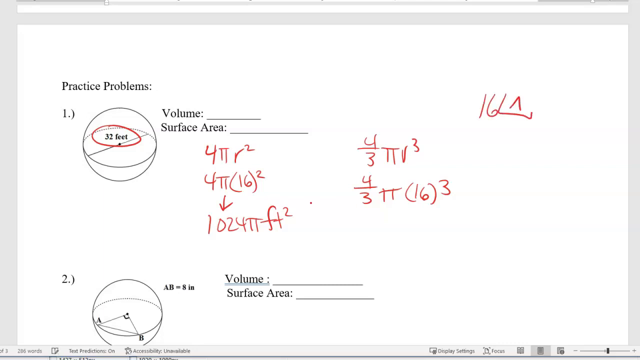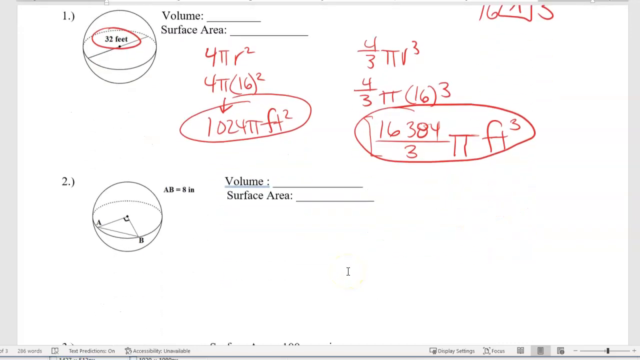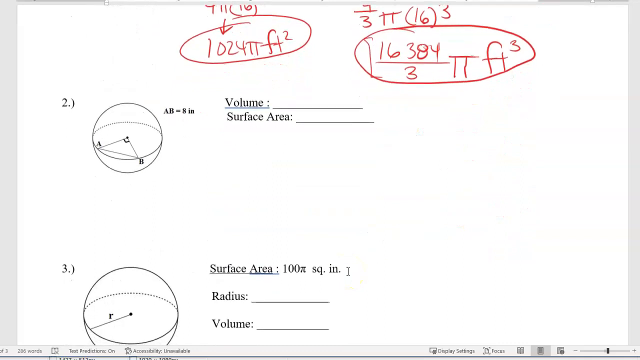Just a little reminder of how you do that: you say 16 and then you've got your caret button to the third. Now multiply by 4, and that gives us 16384 all over 3 pi. Now if you tried to actually divide this by 3, you would realize it does not divide, so I'm just going to leave it like that. That's feet cubed. Hopefully you got those two answers. Let's go ahead and look at these harder problems.